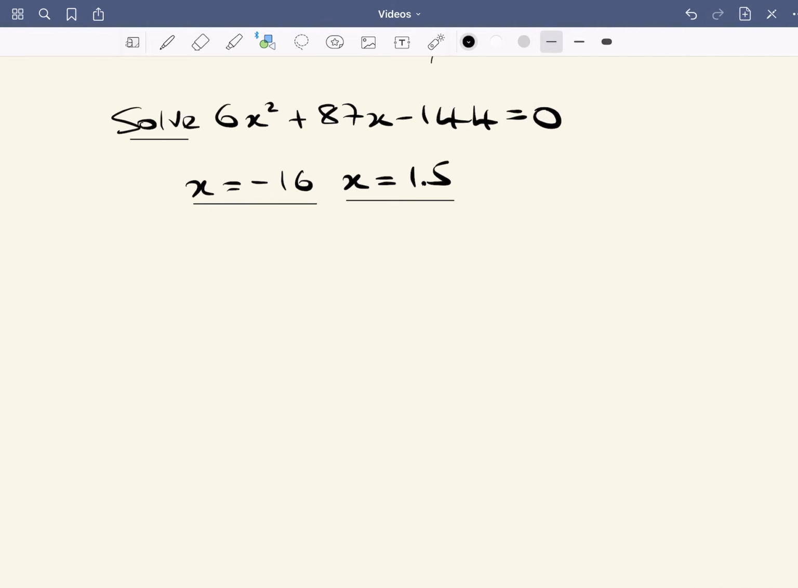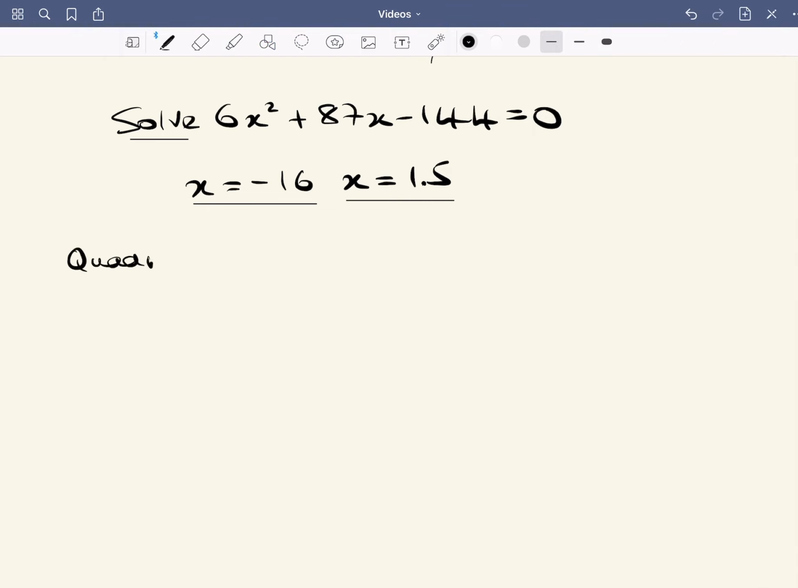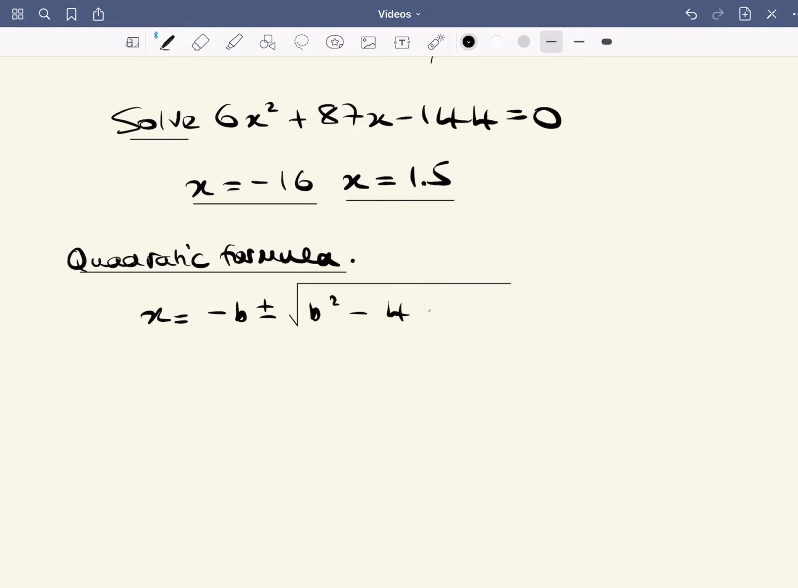But if you've been asked to do this via the quadratic formula, well, the quadratic formula is x equals minus b plus or minus the square root of b squared minus 4ac all over 2a. And you might wonder what all of the a's, b's and c's are. Well, a is the coefficient in front of the x squared term, 6. And b is the number in front of x. And c is your constant term.